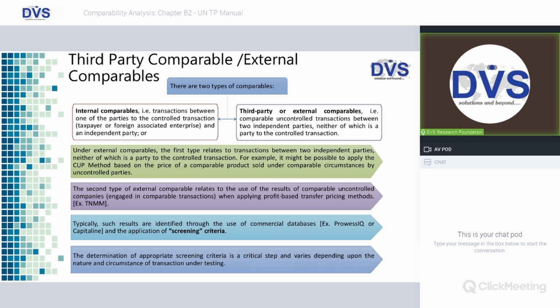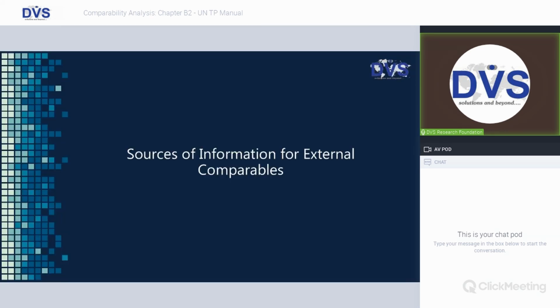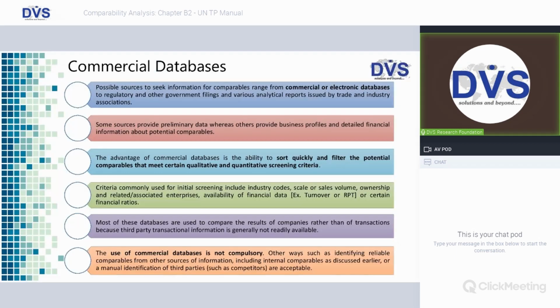Again, as we are saying, this is moving towards usage of a database. Typically, such results are identified through use of a commercial database, for example Prowess or Capline, and the application of screening criteria. The determination of appropriate screening criteria is a critical step because the criteria will involve a lot of quantitative filters and qualitative filters. Sources of external comparables: first is the commercial database, as I said, friends. When we are using TNMM or, say, CPM, the cost plus method for that matter, commercial databases are required to arrive at the comparables, friends.